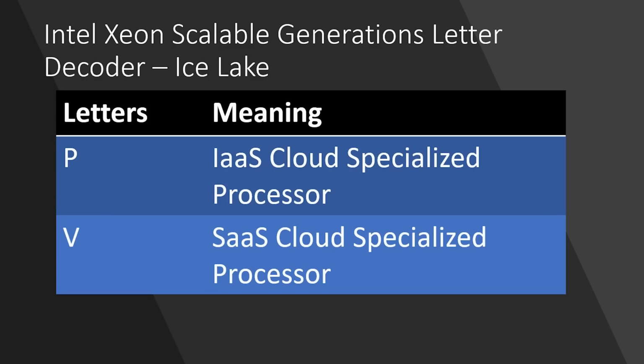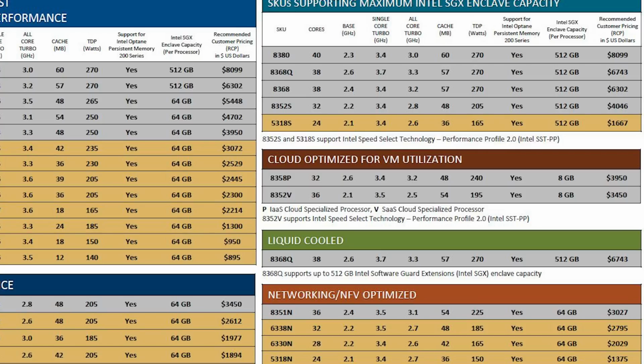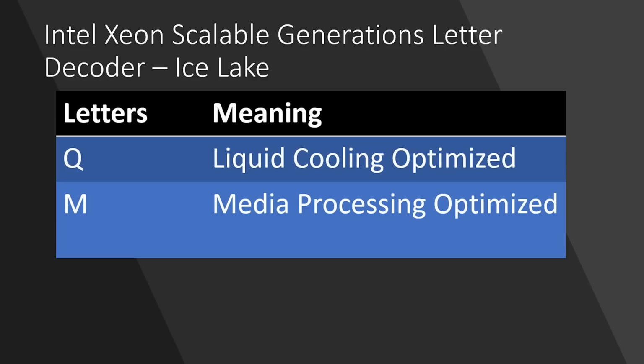That one makes sense. P means that it's an infrastructure as a service cloud specialized processor. V though means it's a software as a service cloud specialized processor. So we have P for infrastructure as a service and V for software as a service. And by the way, there's only one P SKU and one V SKU that are publicly listed. So they're a letter that basically just has a specific SKU on it. I don't know why we need a letter, but that's what it is. There's also Q, which is optimized for liquid cooling, although you can totally get liquid cooling solutions for, say, the 8380, even though it does not have a Q. But Intel has a specific liquid cooled optimized SKU because why not?